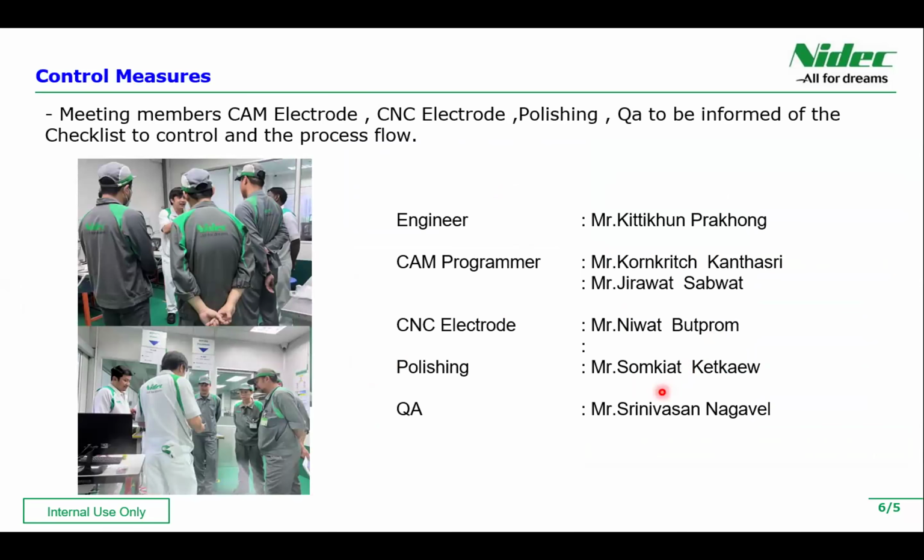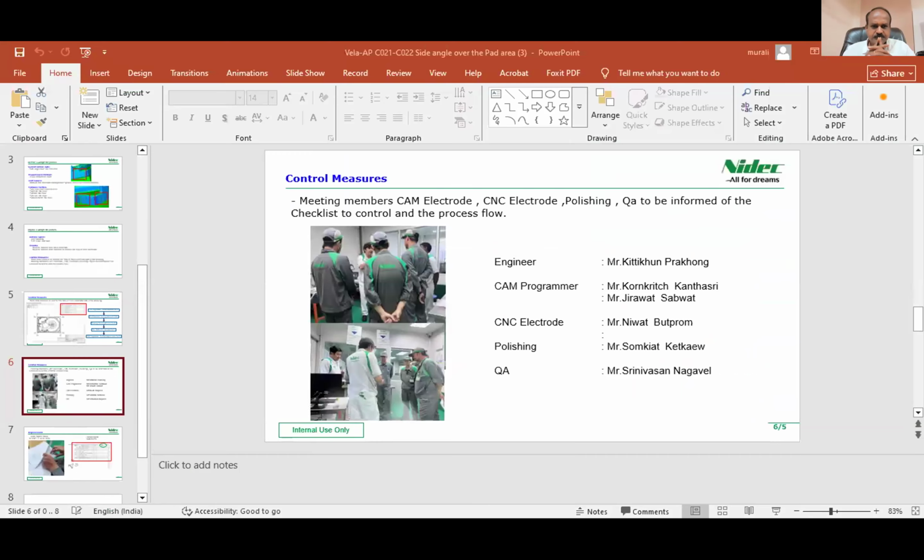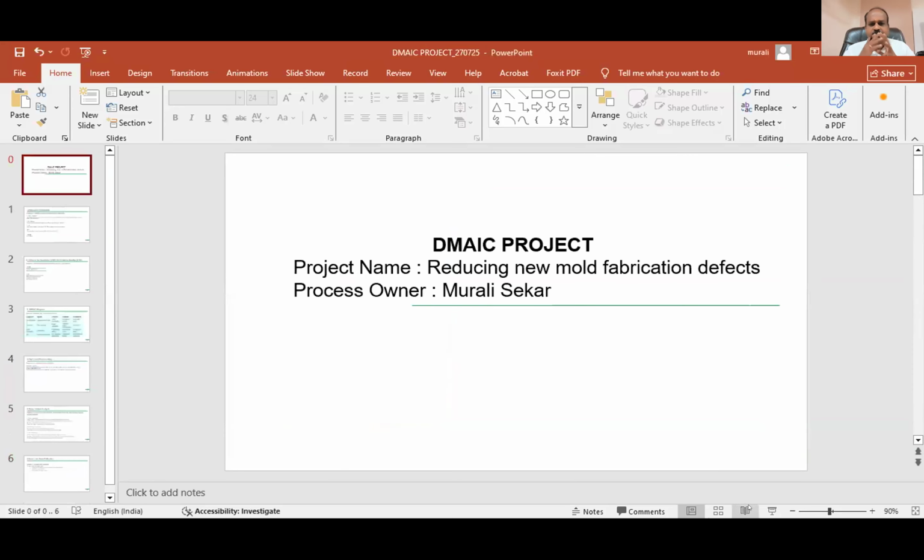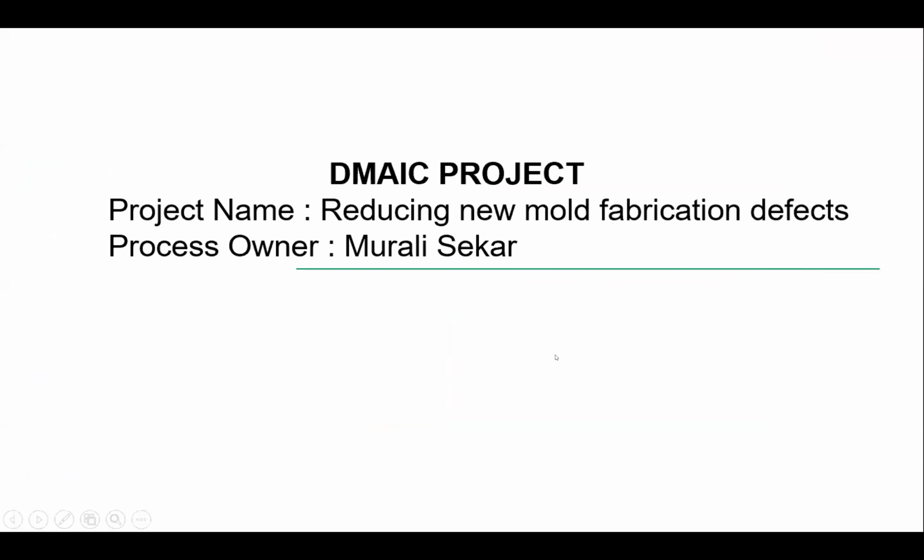We have meetings with each and every PAC person to understand how to prevent the problem. This is a small DMAIC. I explained to my team how to solve the problem. So I will open my define project, sir. So this is the DMAIC project, sir.